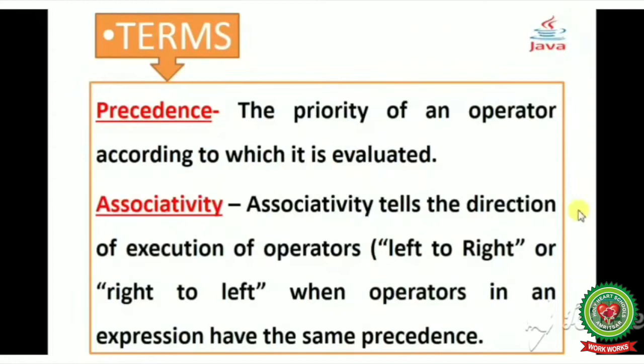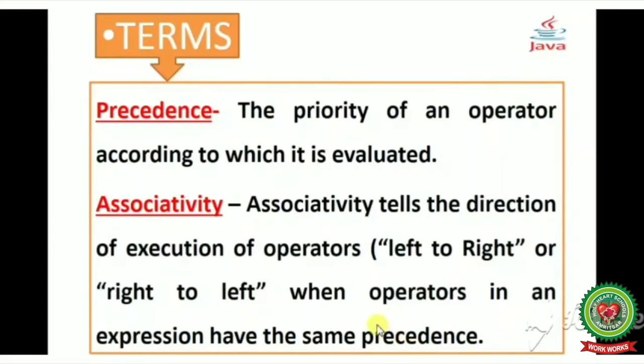So start with the definition of precedence. The priority of an operator according to which it is evaluated. Priority means preference or arrangement of the different operators according to which a particular operator is evaluated. The next is associativity. Associativity tells the direction of execution of operators, that is, left to right or right to left, when operators in an expression have the same precedence.